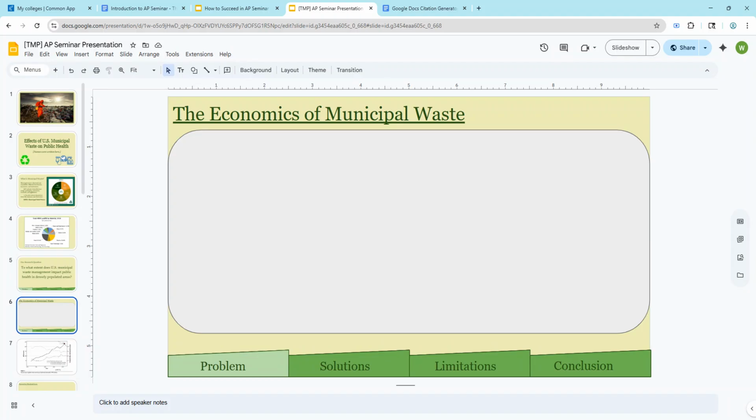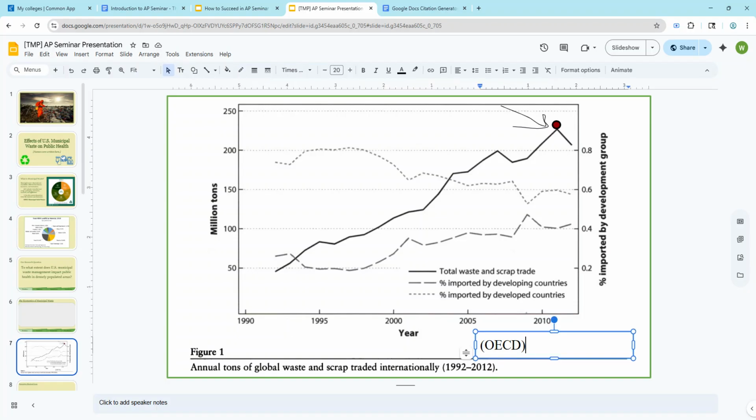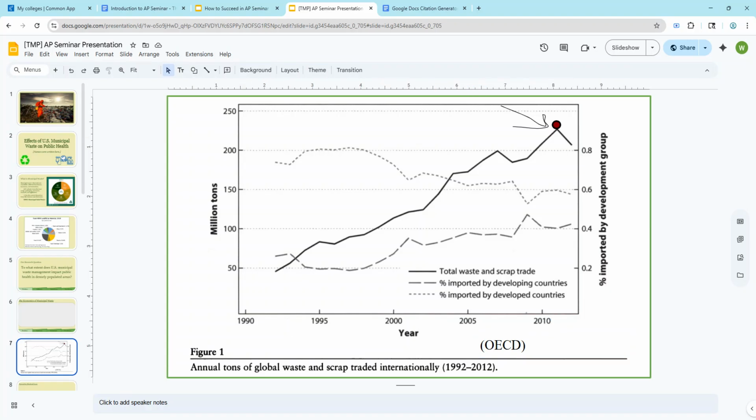Don't make the audience guess. Don't make anyone guess anything. Just directly say economic lens of something or social cultural lens of something, political, historical, etc. So this is a figure that was purposely chosen. There's no clutter once again, and you see the in-text citation right there.